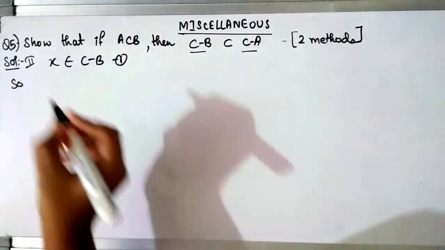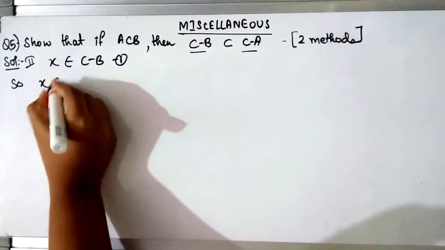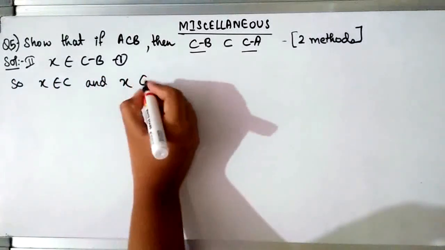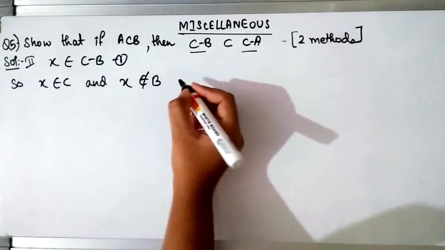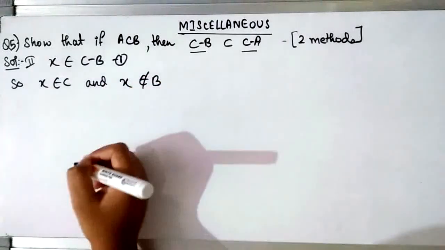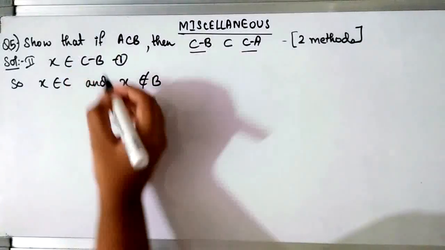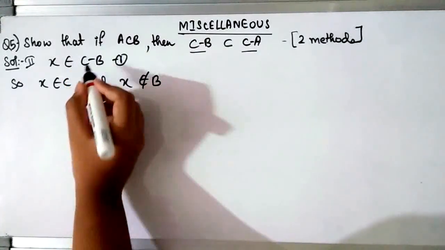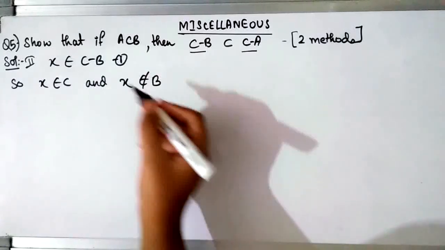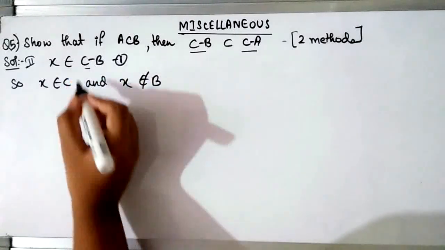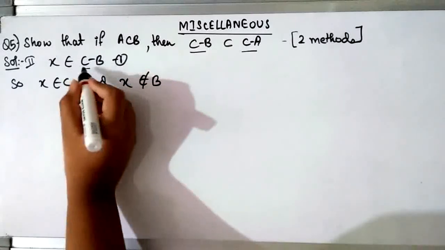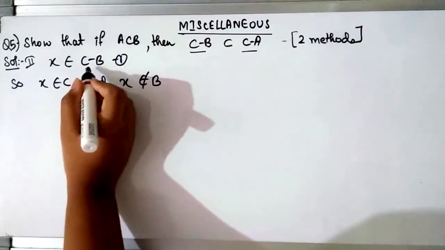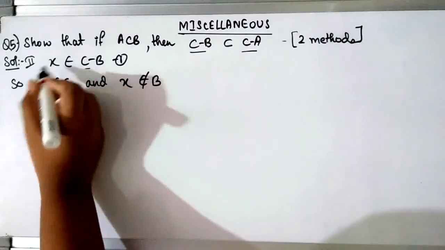Now in this condition, x will belong to C and x will not belong to B. If you ask me how this is possible, think carefully: whenever we do C minus B, what we actually get is we subtract the common elements and we get the leftover elements of C, because C is given first. So after subtracting the common elements from both the sets, we get the leftover elements of C for C minus B. So those leftover elements of C are x.